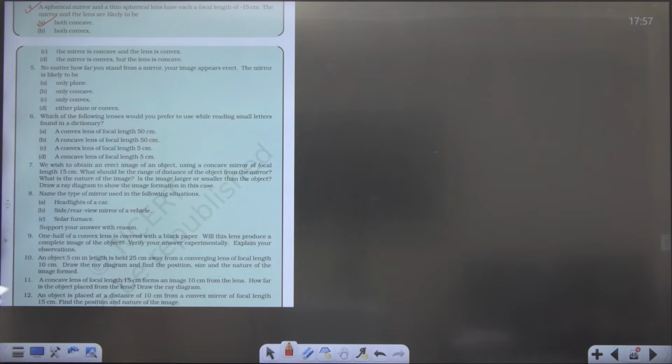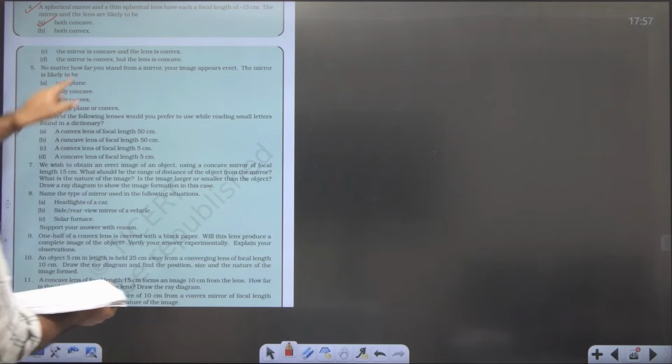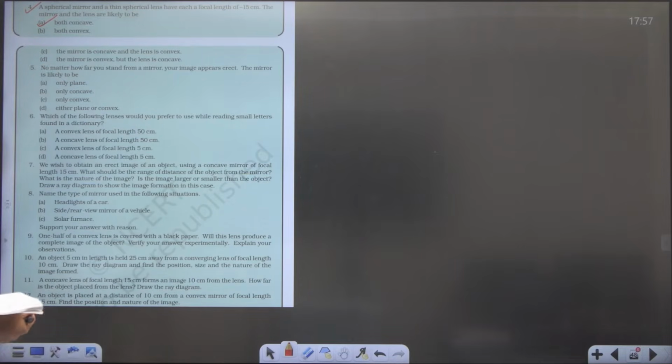Both will be concave. Both convex is the wrong answer because the focal length of a convex lens is positive. The mirror is concave and the lens is convex, that is also wrong because a convex lens should have a positive focal length. The mirror is convex but the lens is concave. Here the concave lens is fine, but the convex mirror's focal length will be positive. So the only correct answer is both concave. So that question is done. If the focal length is negative, then it has to be both a concave lens and a concave mirror.